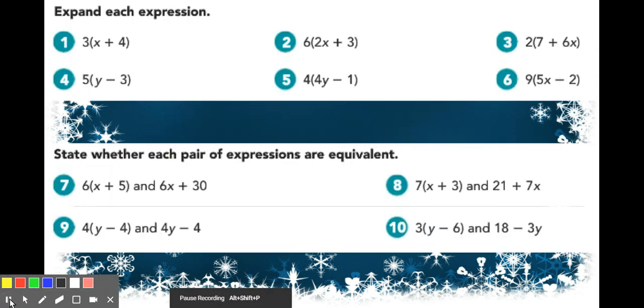So in just a second, you can go ahead and pause this video and try these examples. 1 through 6, what you're going to do is expand these expressions. And remember, expand just means to distribute. Then 7 through 10, you are going to decide whether these are equivalent. Now, to decide whether these are equivalent or not, all we have to do is expand the expression. And once we expand it, if both of these expressions look the same, then they are equivalent. If they do not look the same, then they are not equivalent. So at this time, go ahead and pause it and check your answers when you're done.